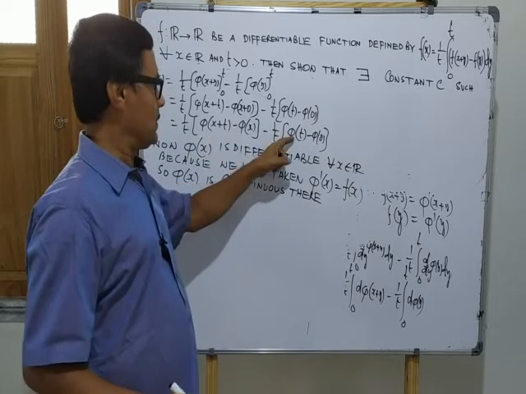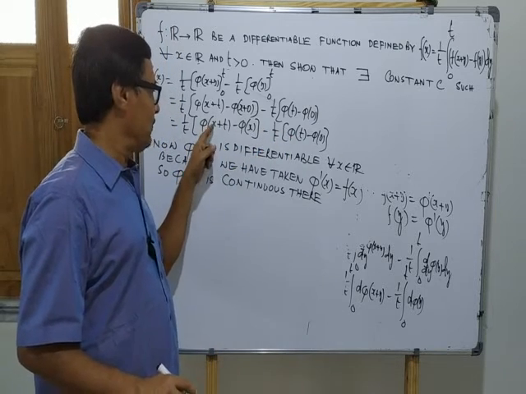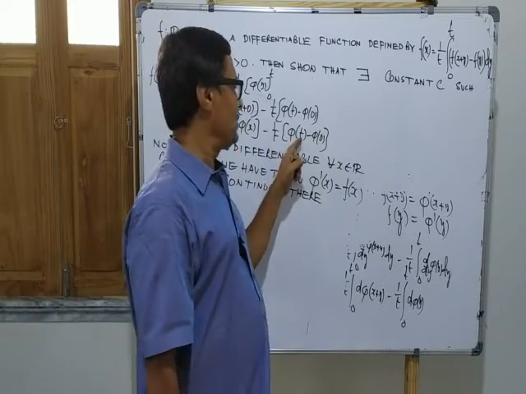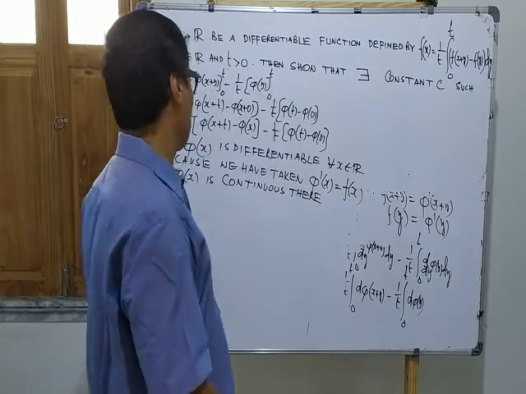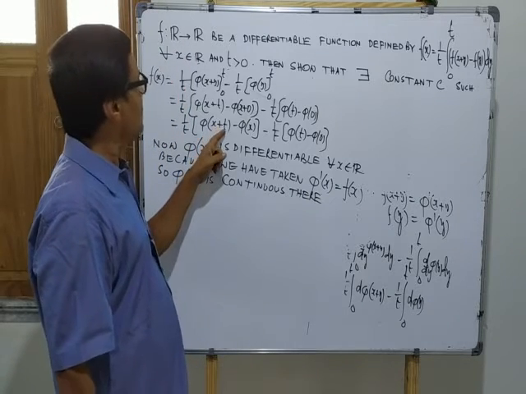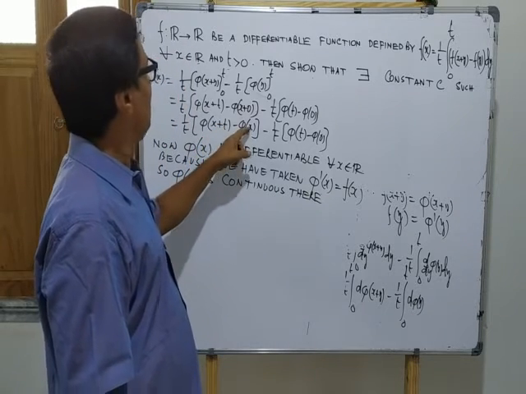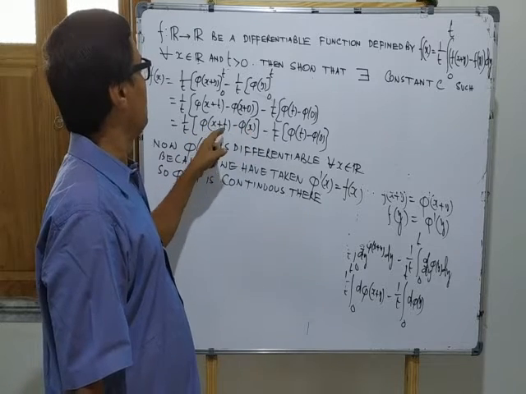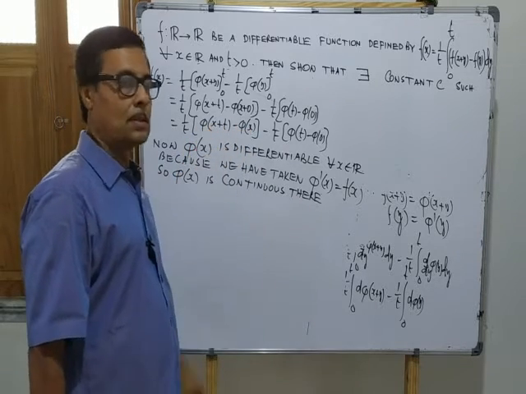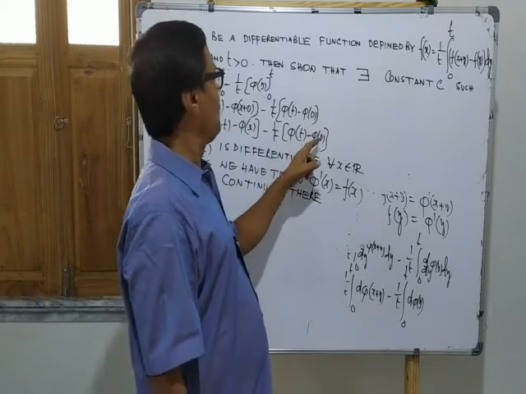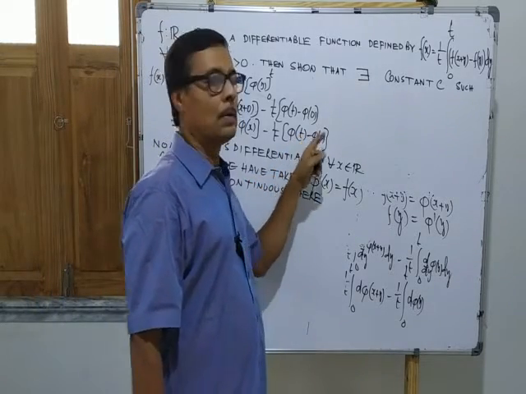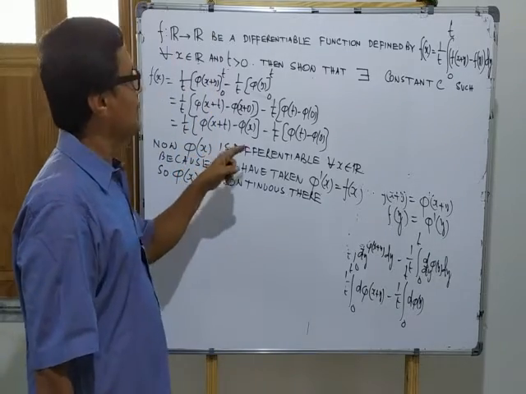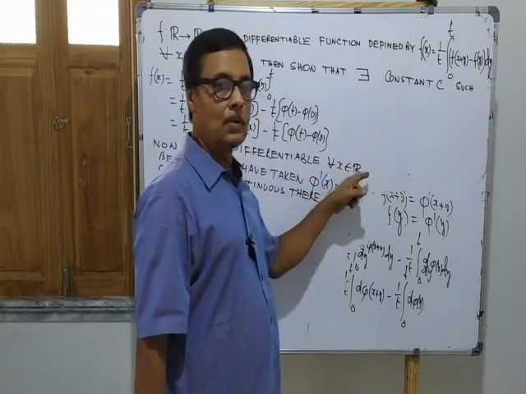on these two expressions. The first expression is phi x plus t minus phi x, and the second expression is phi t minus phi 0. Here two intervals can be considered. The first is the open interval x to x plus t and the closed interval x to x plus t, and here the open interval 0 to t and the closed interval 0 to t, where phi x is differentiable for all x belongs to R.